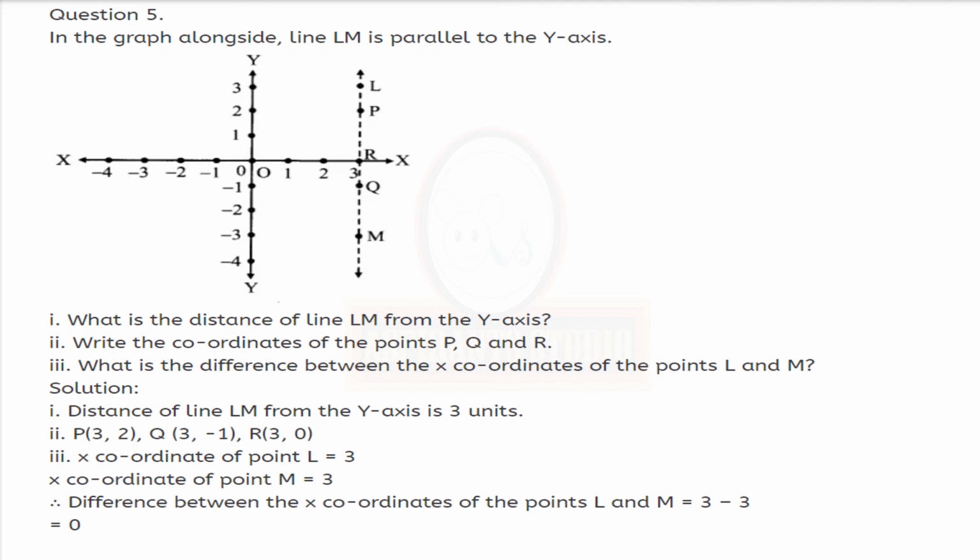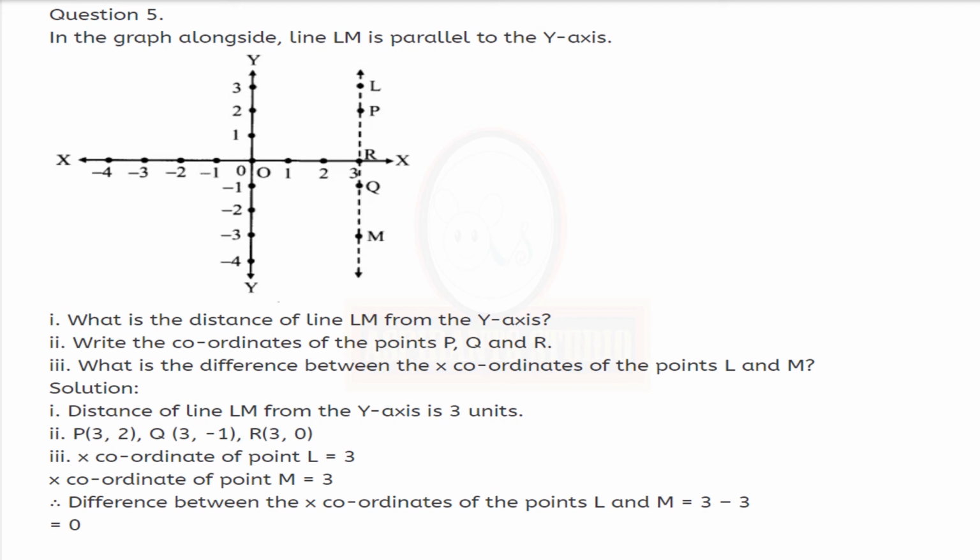The coordinates of point Q will be 3, minus 1. X coordinate is 3 and y coordinate is minus 1. You have to write it in the format of ordered pair. So Q is otherwise ordered pair 3, minus 1. Now coming to the next one, R. The coordinates of point R is 3, 0. X coordinate is 3 and y coordinate is 0. So you will be writing it as ordered pair 3, 0.